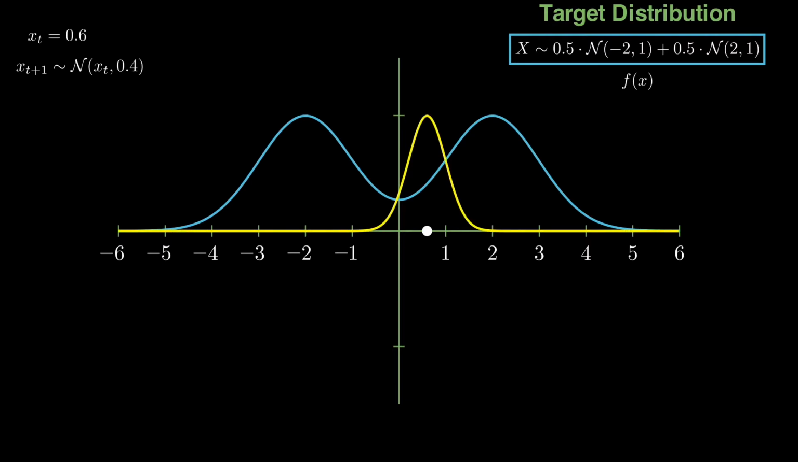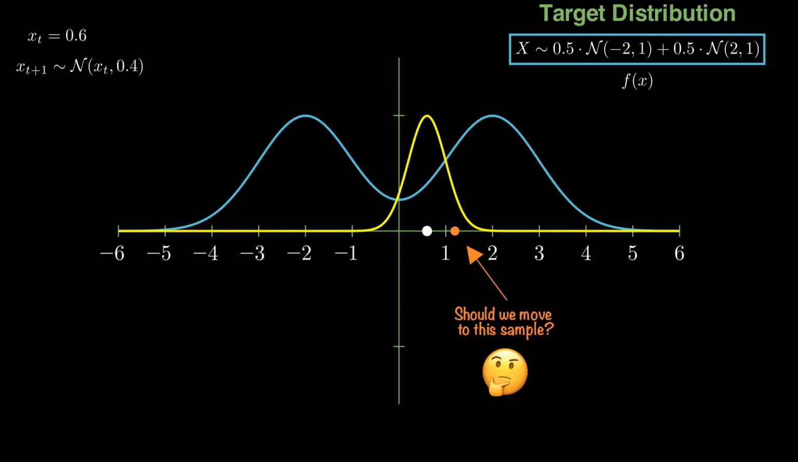Let's draw the proposal distribution whose mean is 0.6 and standard deviation is 0.4. The proposal distribution here is the one in the yellow color. You can see that it is centered on the value 0.6. And we now sample from this proposal distribution. The new proposed sample is shown using the red color and its value is 1.2.